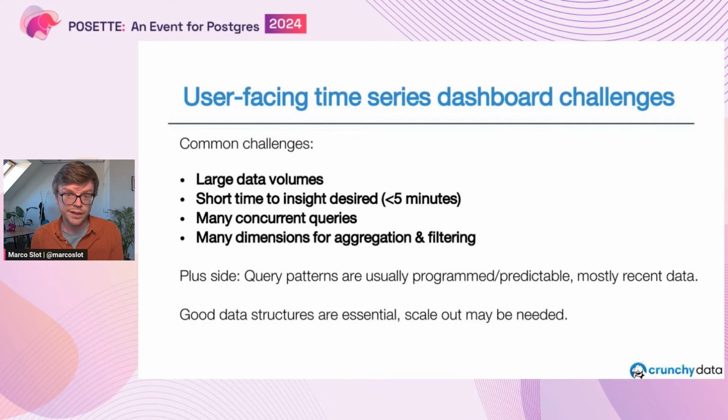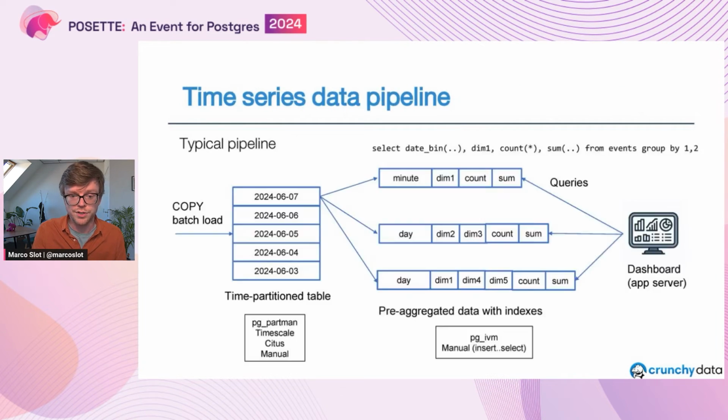The redeeming quality is usually the queries are relatively simple aggregations and filters. And they're usually predictable. They're just the things that the dashboard does to show charts. And the queries are mostly on recent data. But still, it's a difficult problem. And here, it's much more important to have good data structures than to, for example, scale out. Though scale out can also help for very large scale scenarios.